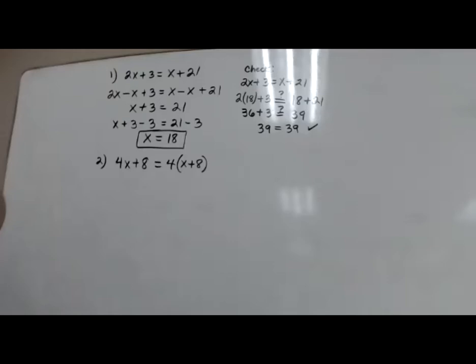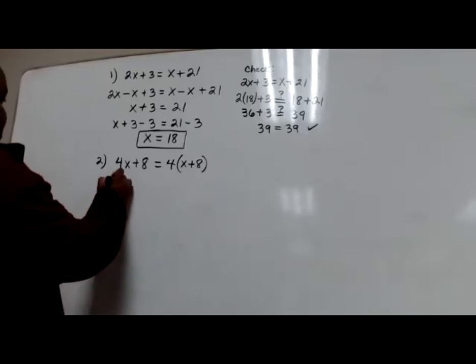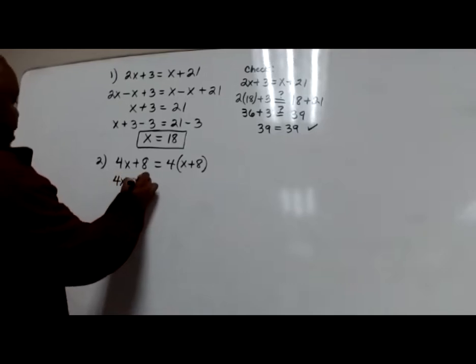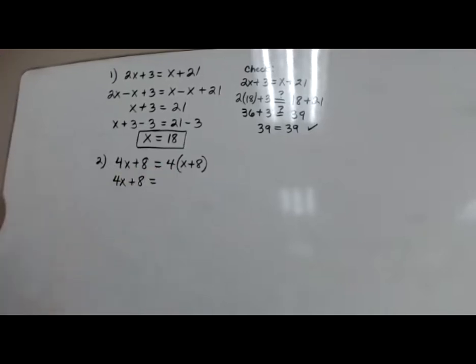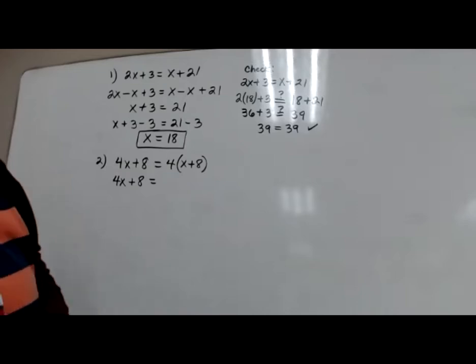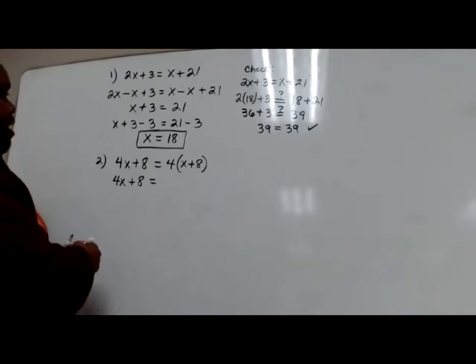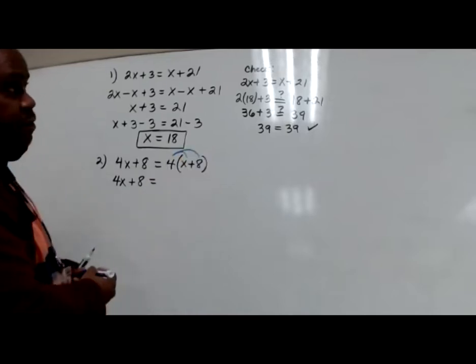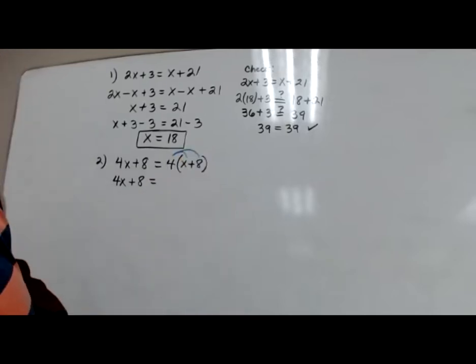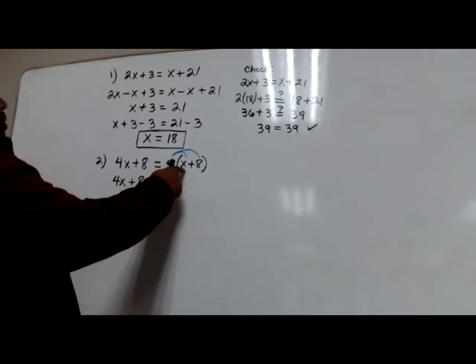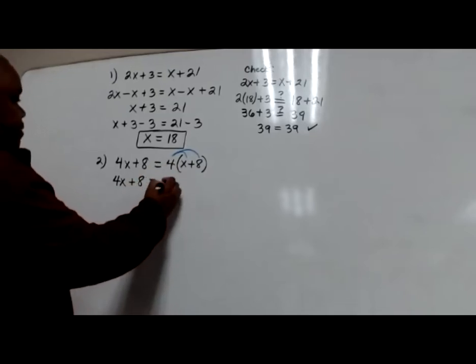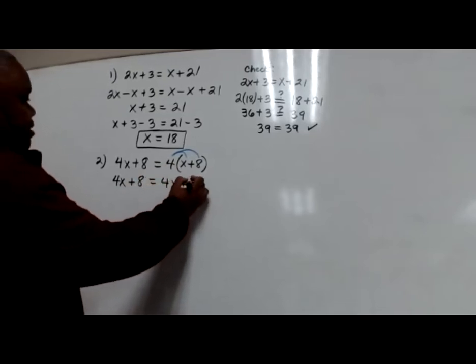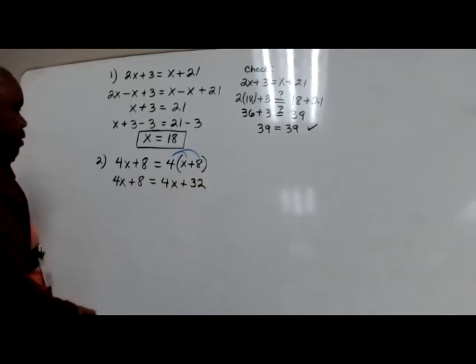Well, notice on the left side, I'm not going to be able to do anything but bring down the 4x plus 8. But on the right side, I've got 4 times the quantity x plus 8. So that means I'm going to need to use what they call the distributive property. That means I need to distribute the 4 over the x and the plus 8 through multiplication. So in this case, 4 times x is 4x, plus 4 times 8, 32.